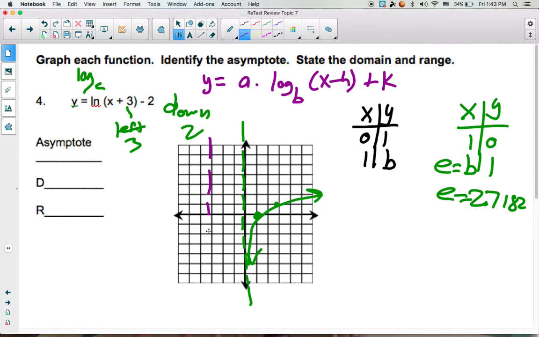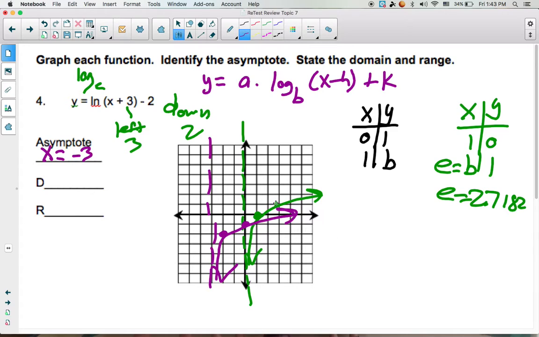So here's our vertical asymptote, and each point left 3 and down 2. 1, 2, 3, 1, 2. And so our graph will be this one right here. So in this case, we have a vertical asymptote. Vertical lines are x equals, and it would be negative 3.